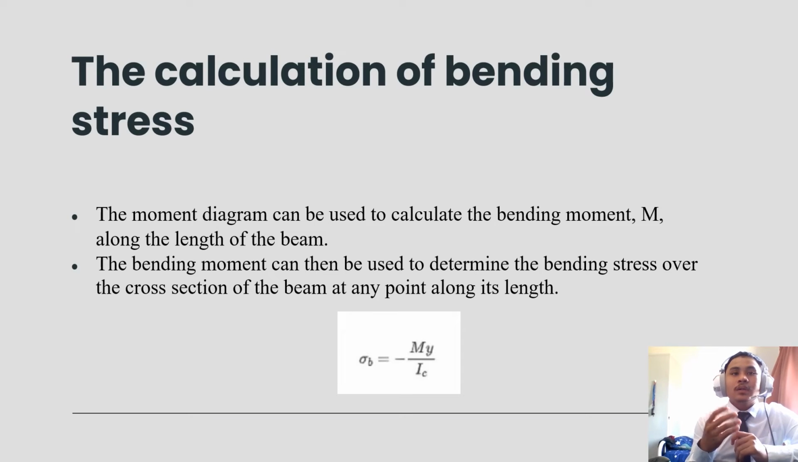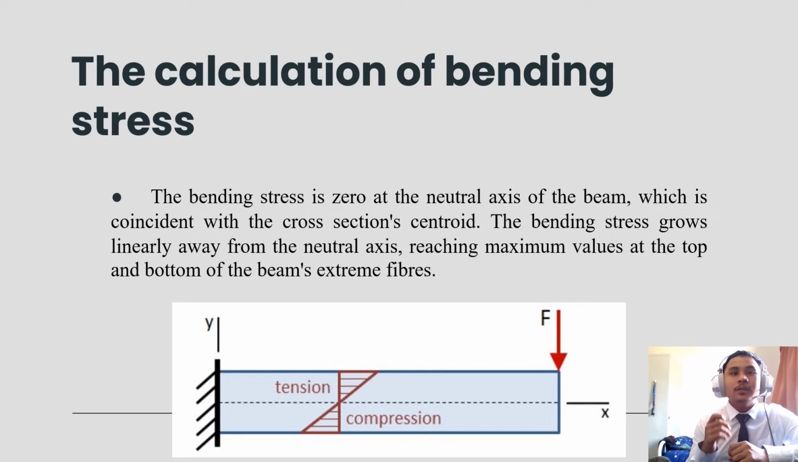So the formula is stated in the slide. Next, the bending stress is 0 at the neutral axis of the beam, which coincides with the cross-section centroid. Basically, the bending stress will grow linearly away from the neutral axis, reaching a maximum value at the top and the bottom of the beam, the extreme fibers. So we can see the tension at the top and the compression at the bottom.